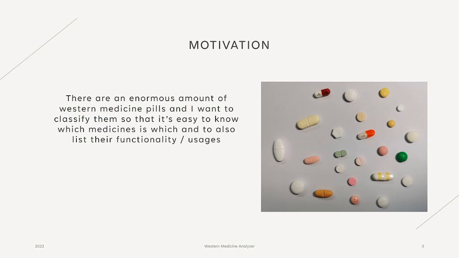So, the motivation of making this project is because there are a lot of Western medicine pills, and I want to classify them so that it's easy to know which medicine is which, and to also list their functionality or usages. Here, on the right side, the image contains a lot of medicines, and for example, if this image is the input, the expected output will be the name of each medicine and also their functionality.